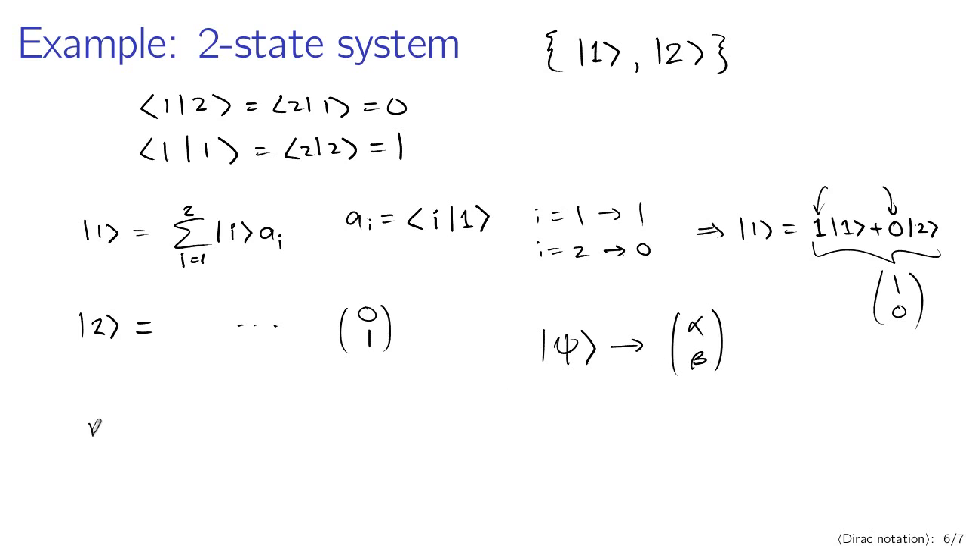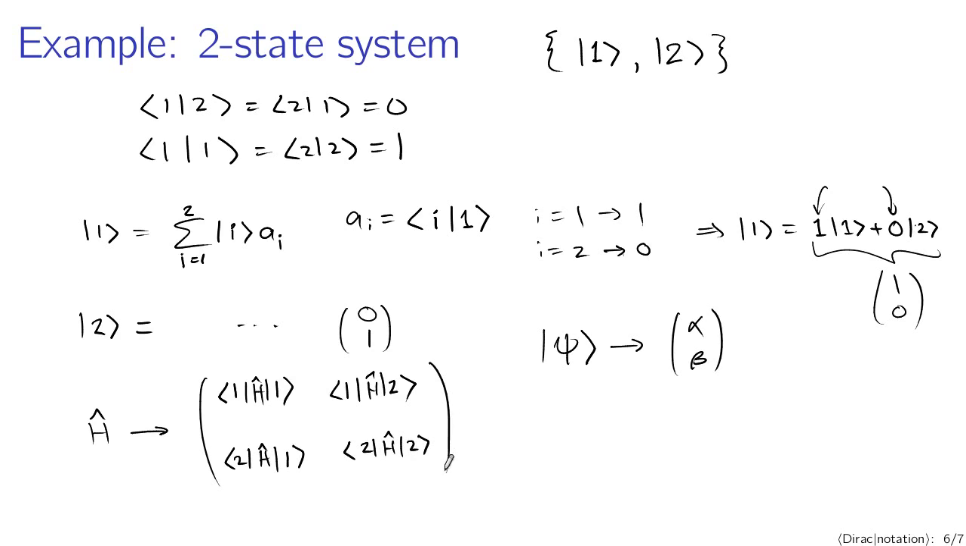If I've got, for instance, the Hamiltonian operator, that itself is also going to be representable as a matrix. And we talked about those matrix elements. If I write them out as a 2 by 2 matrix, it's going to look something like <1|H|1> up here. Down here I'll have <2|H|1>. Here I'll have <1|H|2>. And here I'll have <2|H|2>.